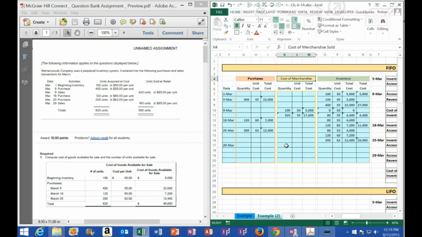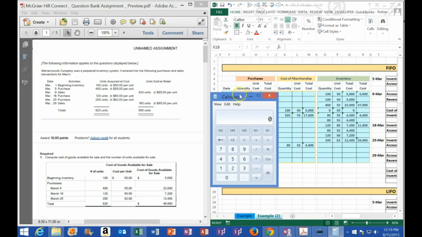So we sold 160 units then. The question then is, which units did we sell? Under FIFO, we assume we sold the oldest units. So we're assuming we sold these 80 units first, and then the 120 units, and then we're going to cut into the 200 units. So we sold 160 of them. That's going to wipe out the 80. So we're going to say the 80 is going to be gone. We're going to sell all of those, and those cost $55. So this times that is 55.